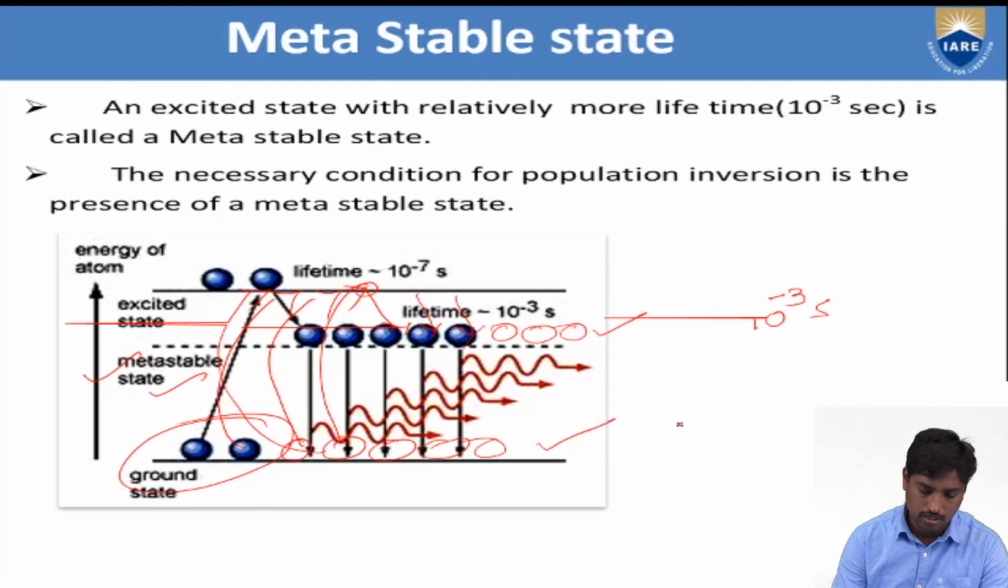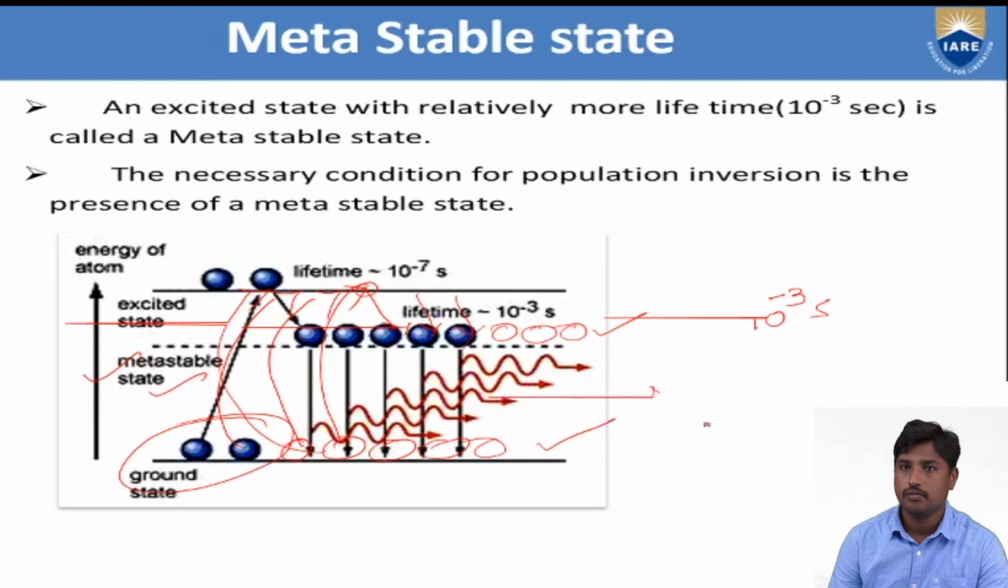That is possible with the metastable state, because atoms stay some time in the metastable state. Due to staying, the atoms present in the metastable state go on increasing. Due to that, the number of atoms in the metastable state is greater than in the lower energy state. So we achieve population inversion. So remember all of you, in the laser transition, the metastable state and population inversion are compulsory.